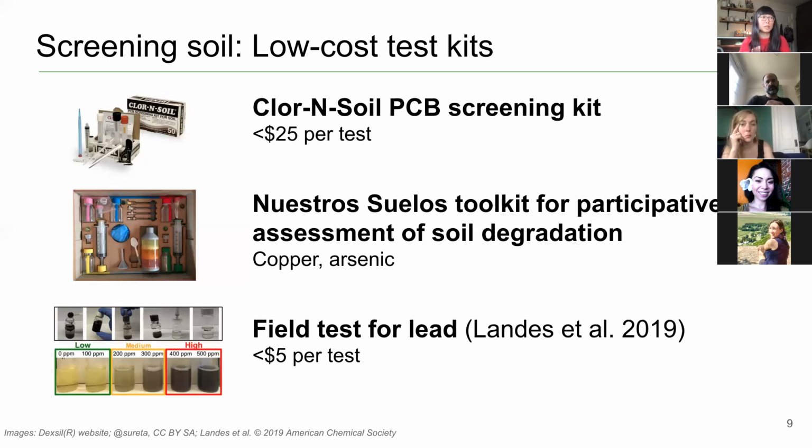Nuestros Suelos is a toolkit for participative assessment of soil degradation. This was developed by Public Lab community member Sebastian, who's on the call today, and tests for heavy metals, copper and arsenic, as well as indicators of soil fertility. There's also a field test for lead that was developed by Landis and colleagues, and it comes out to less than $5 per test. So those latter two kits that I mentioned here, they're not generally widely commercially available yet, but there is work currently going on to make those more available to people.